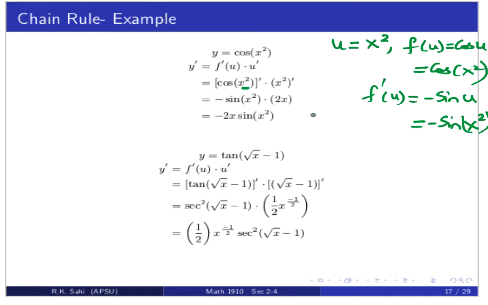Now, negative sine x squared times the derivative of x squared, which is 2x. So get the 2x in the front, negative in the very front. So you have the final answer of this derivative of y equals cosine x squared to be negative 2x sine x squared.